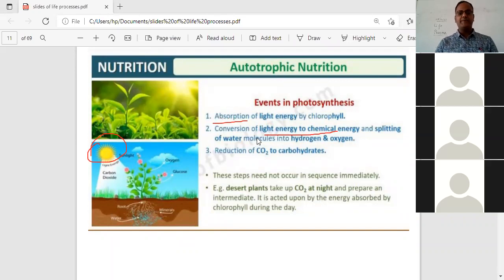And here in the second step, splitting up of the water molecule into hydrogen and oxygen. And in the next step, we have the reduction of CO2 to carbohydrate. That is, the CO2, carbon dioxide, is converted into carbohydrate. Now, students, from the very first chapter, chemical reaction, we know what is reduction. Can anyone here once again recall what is reduction?